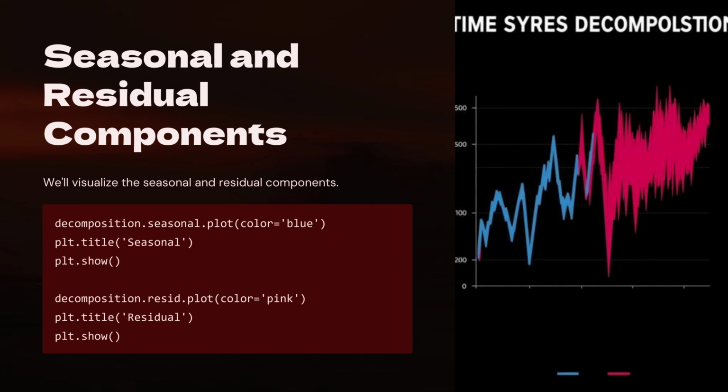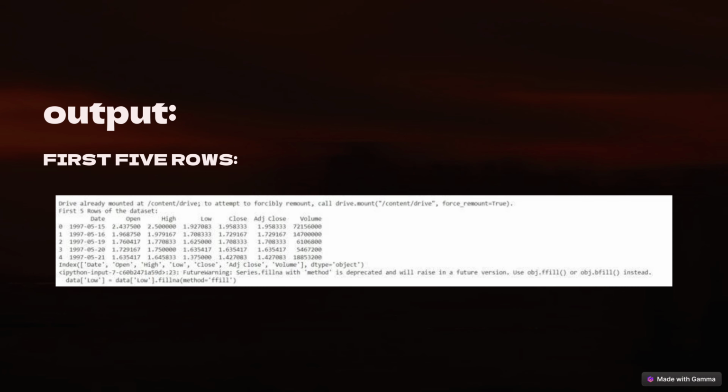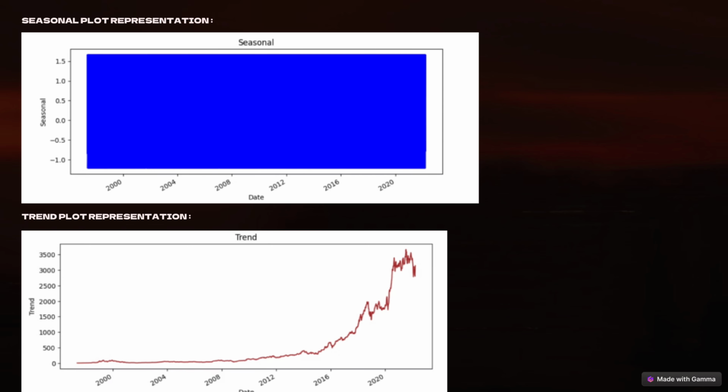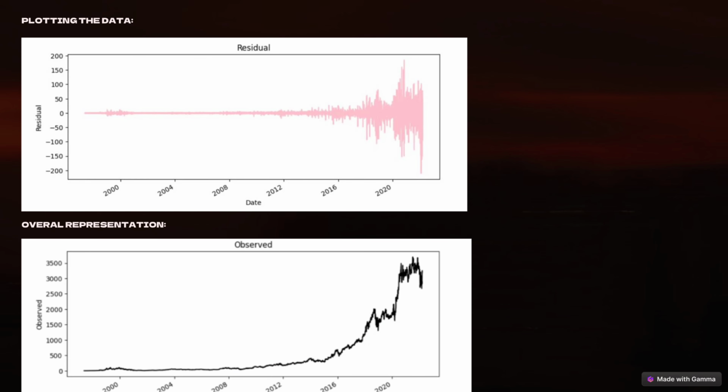And the final stage of the slide, seasonal and residual components. Finally, we visualize both the seasonal and residual components. The residual component captures the random noise in the data that cannot be explained by trend or seasonality. This noise can provide insights into fluctuations. And then these are the outputs of the above time series data.